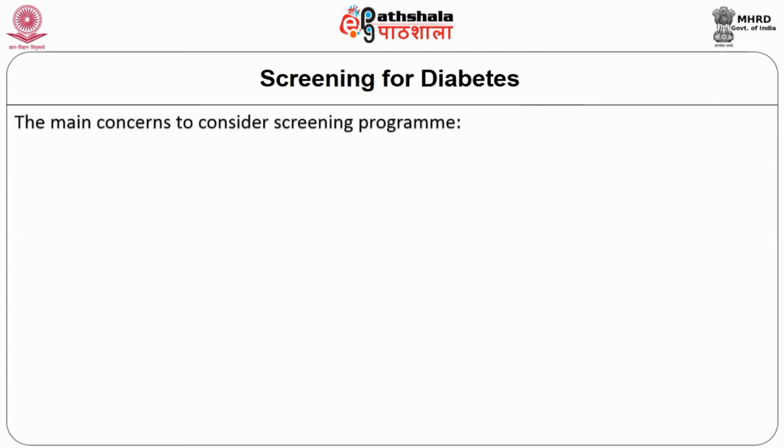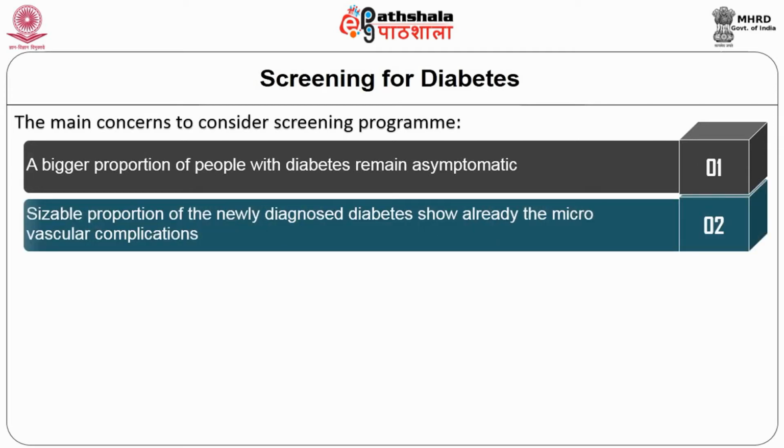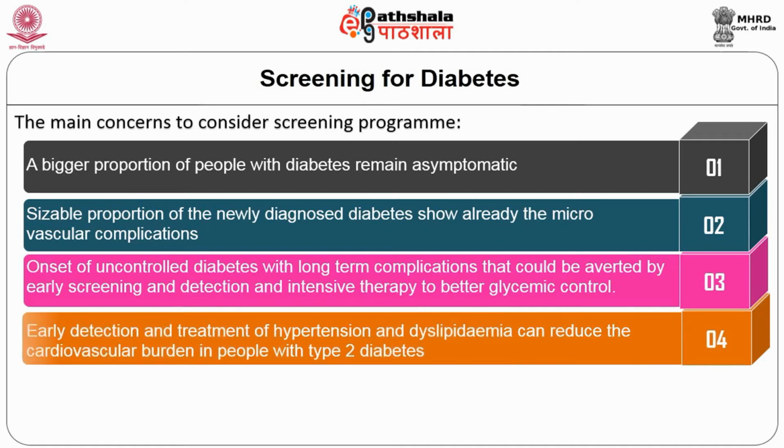The main concerns to consider for a screening program: a bigger proportion of people with diabetes remain asymptomatic because it's silent. A sizable proportion of the newly diagnosed already show microvascular complications. So this tells you we have to screen them much earlier. Onset of uncontrolled diabetes with long-term complications could be averted by early screening and intensive therapy for better glycemic control. Early treatment and detection, even of comorbidities like hypertension and dyslipidemia, can reduce complications such as cardiovascular burden in people with type 2 diabetes.